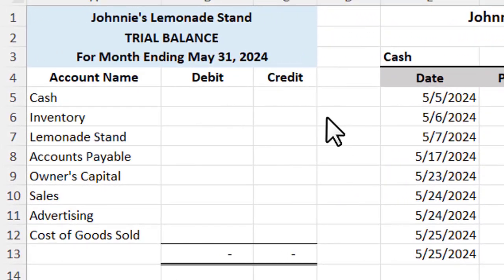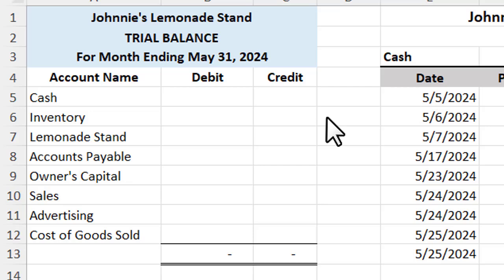Now that we know the balances of all of the accounts in the general ledger, we can use those to create the trial balance. A trial balance is a report that lists the balances of all general ledger accounts of a business at a specific point in time. The trial balance is prepared at the end of an accounting period, such as monthly or quarterly, to ensure the books are balanced before financial statements are created.